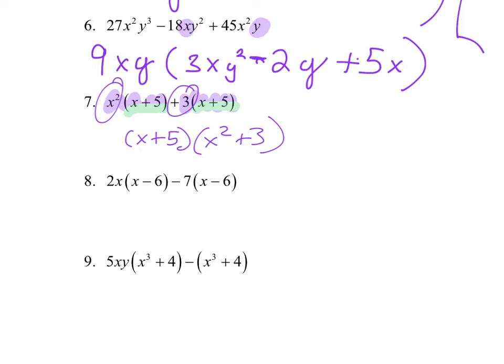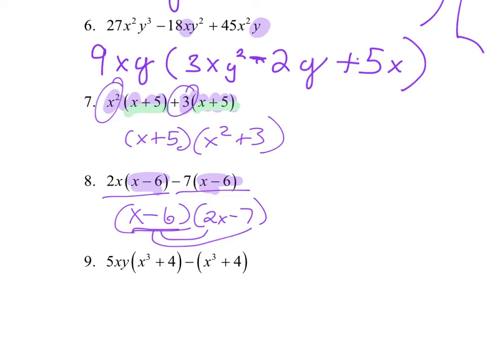Okay. The second one, again, notice, x minus 6 in common. The 2x and the minus 7 are not. So I can pull out the x minus 6 and leaving behind the 2x minus 7. And again, I have factored form. I can check this by distribution. I'm going to take the x minus 6 and multiply it by 2x. That's what that is. And then again, the x minus 6 and multiply it times negative 7. That's that term. And I'm back to my original.